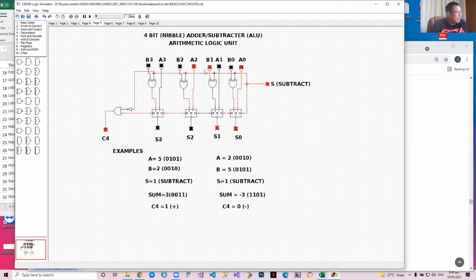In fact, we can try 2 minus 5, okay? And subtract. 2 is 0, 1, 0. 5 is 1, 0, 1. Okay. So 2 minus 5 is negative 3. This is 1, 1, 0, 1. No? This is black. So this is 1, 1, 0, 1. This is negative 3. Okay.